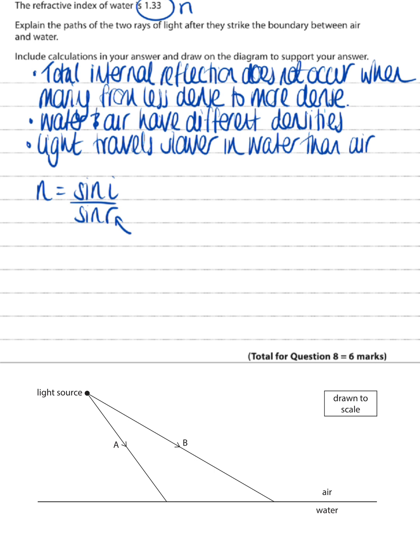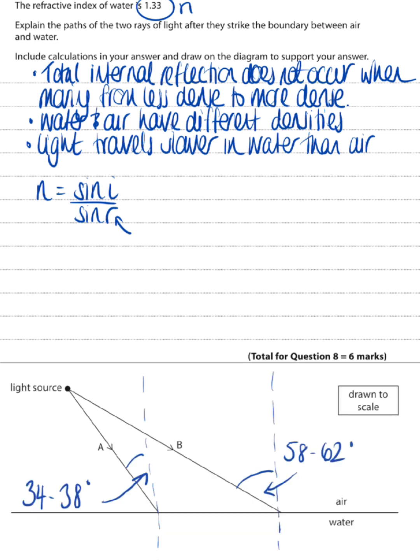So what we now have to do is take a value from the diagram for either A or B for that angle of incidence. So if you do that, you will get an answer of anything between 34 and 38 degrees for A, and you will get an answer of 58 to 62 degrees for B. So clearly draw on your diagram, add the normal, and show where you've calculated or measured that angle from. Having done that, we can then plug that into our equation.